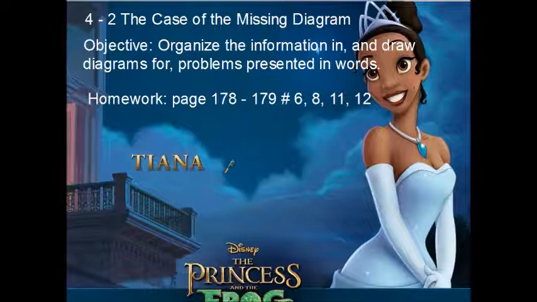This lesson is going to be slightly different. There's not going to be any answers at the back, just because we want to make sure that we're working our way through really good.